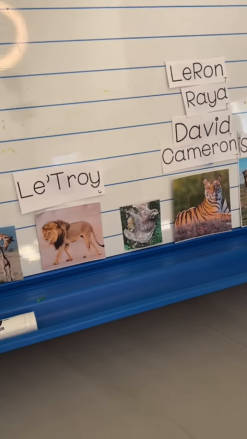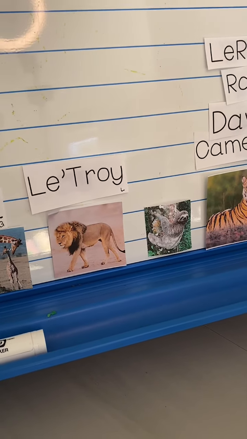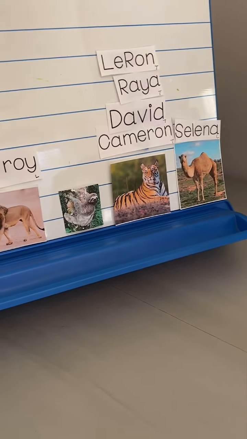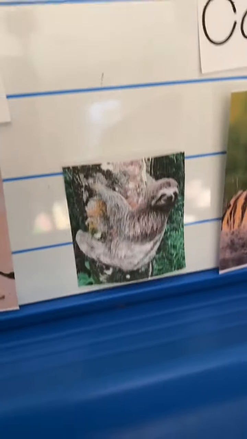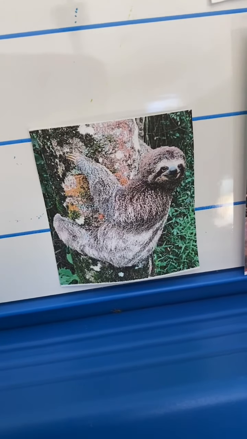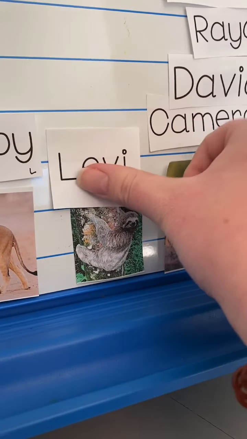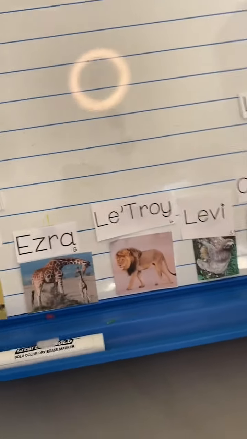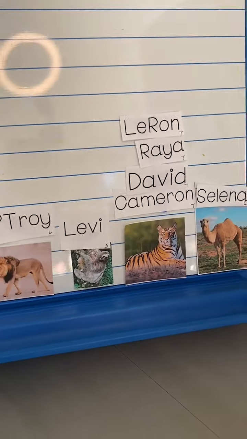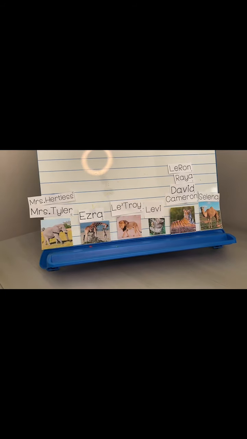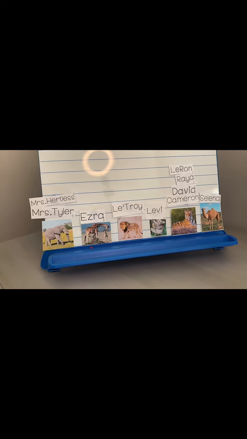What does a lion say? We are on my last friend, my friend Levi. Levi likes a, who remembers what animal this is? He likes the sloth. So now we took our data and we put together our graph. Let's zoom out and look at our graph. Now we need to count which has the most and which has the least.